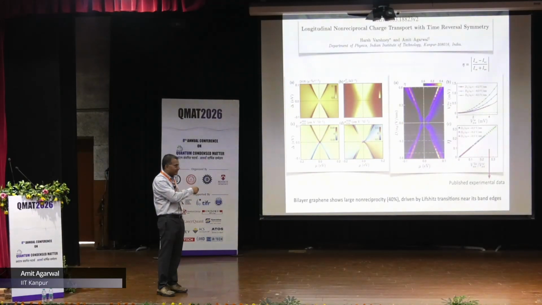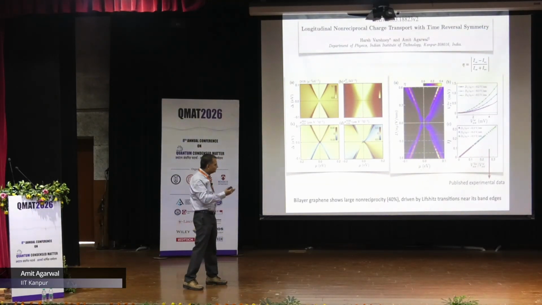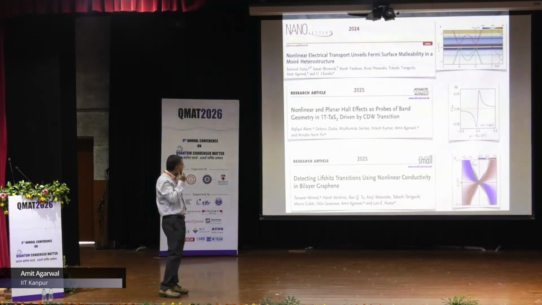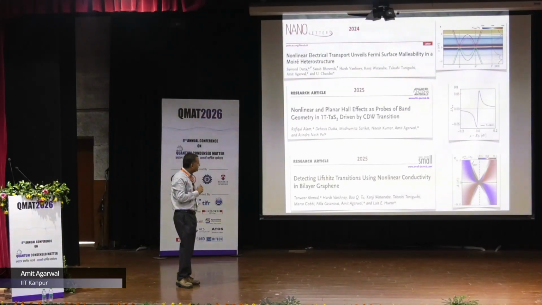transitions, basically. Bilayer graphene has a lot of Lifshitz transitions near the band edges. Okay, can give rise to as large as 40% non-reciprocity. And it roughly maps to published experimental data, which we had worked on in another paper. Okay. So that brings me towards the end. Atin is in the audience, so I could not skip this paper.